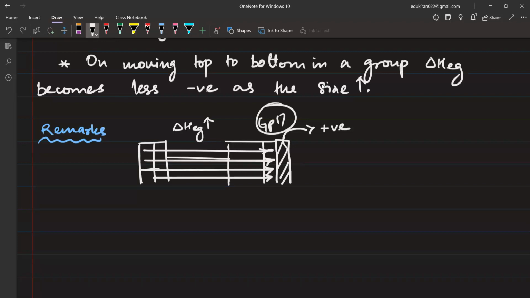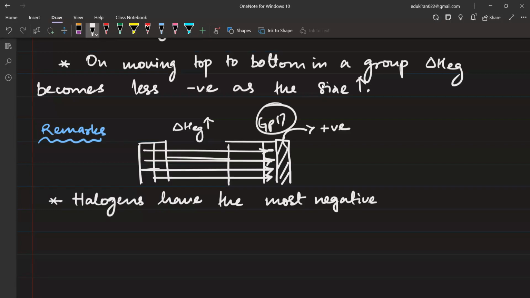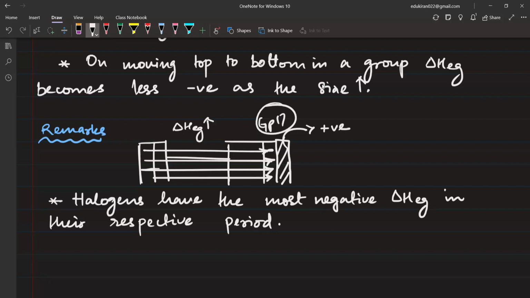Correct? The first point is that you will write: halogens have, group 17 is halogens, right? Halogens have the most negative electron gain enthalpy in their respective period.